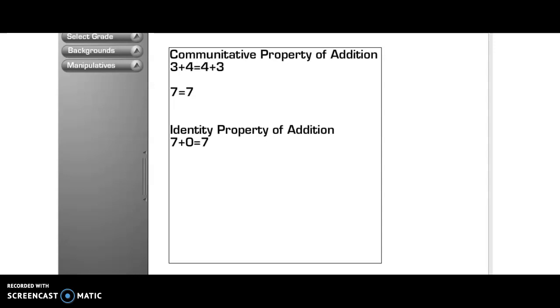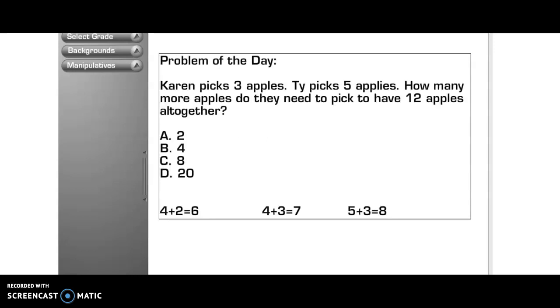The other vocabulary term you'll see is pattern. It is an ordered set of numbers or objects, where the order helps you predict what will come next. Your I can statement today is: I can identify and describe whole number patterns and solve problems.